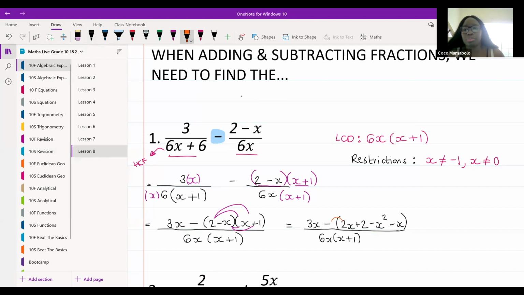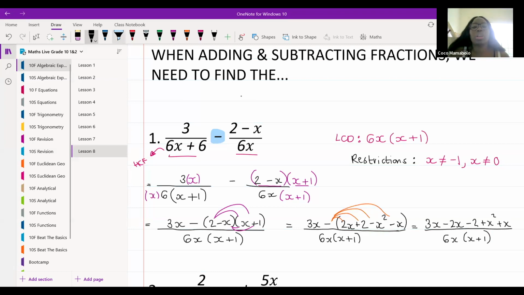So I'm going to have to distribute, distribute, distribute. So I'm going to then get 3x. Then I'm going to get minus 2x minus 2 plus x squared plus x, over 6x into x plus 1.